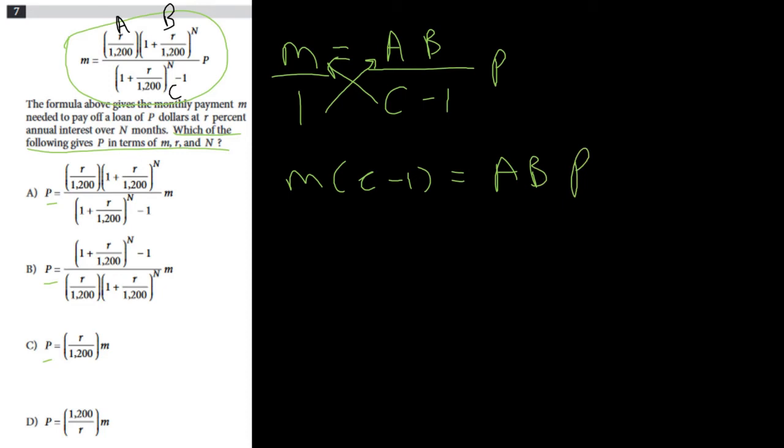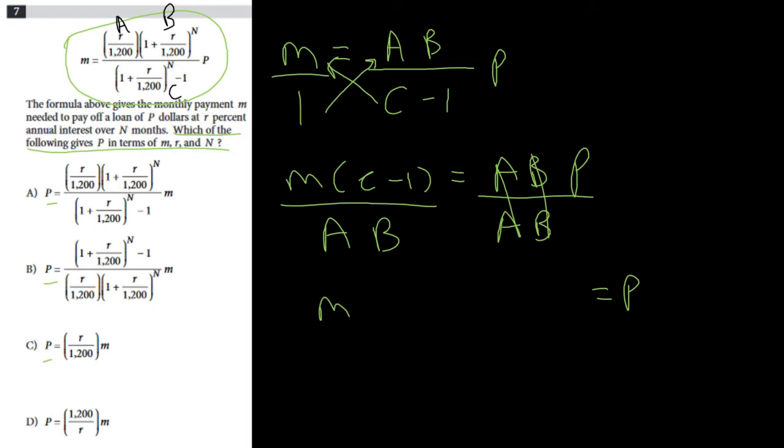And then from here, I'm trying to get p by itself. So I'm going to divide by ab, and then I'm going to do it to the other side. And then from here, I already got p by itself. So what it looks like is I know my m still stays out. I know my c is that really long thing.